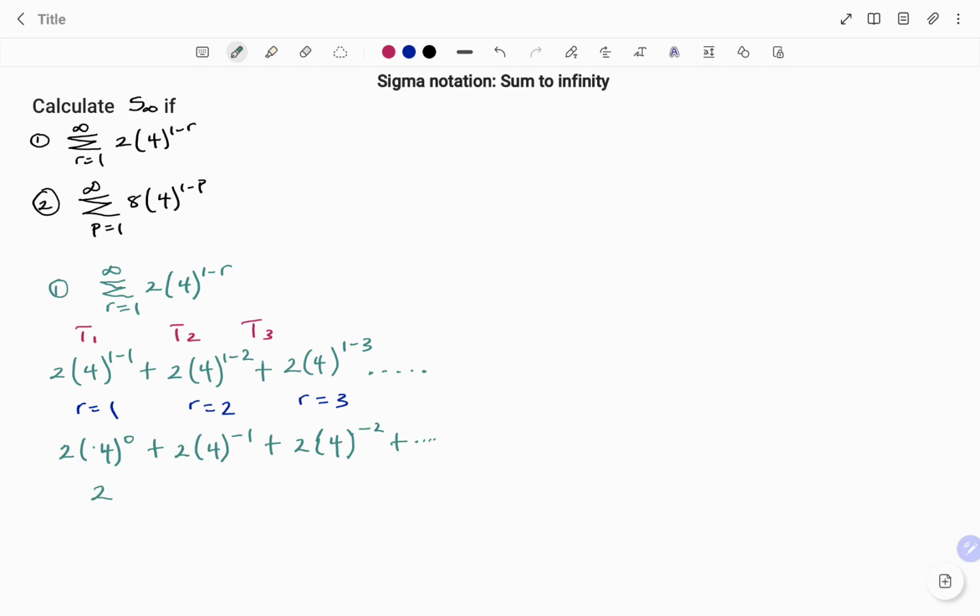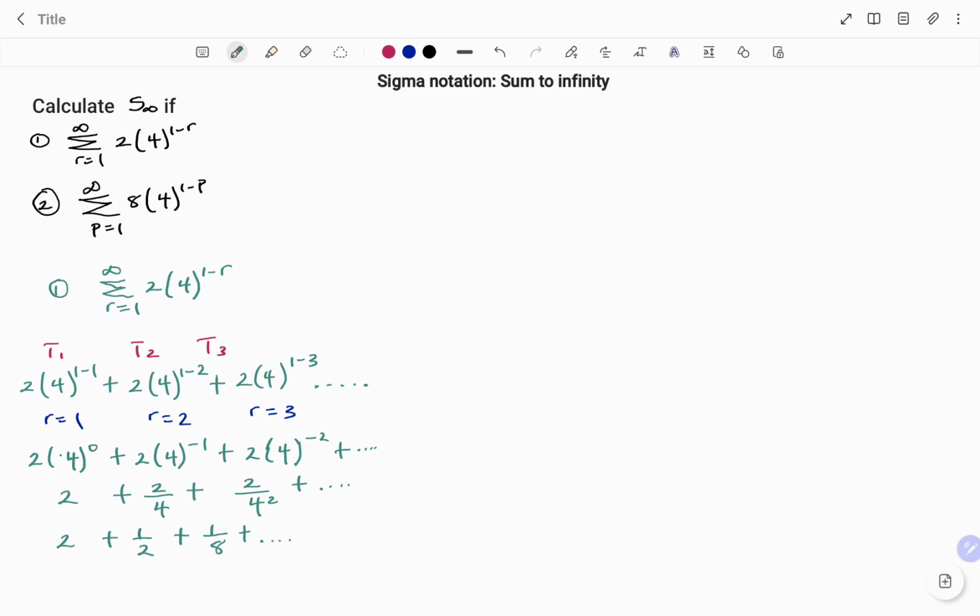Any number or variable raised to the power of 0 is 1, so that will be 2 times 1, which is 2, plus we have 2 times 4 to the power of minus 1. To make it a positive exponent, we're going to put it as a denominator, so we have 2 over 4, plus with the same thing, we're going to make our exponent positive, so we have 2 over 4 squared. The sequence goes on. If we simplify, we have 2 plus 1 over 2, simplifying our fraction, plus we have 2 over 4 squared, which is the same as 2 over 4 times 4, that's 16, that's 1 over 8 divided by 2, so we have plus 1 over 8.